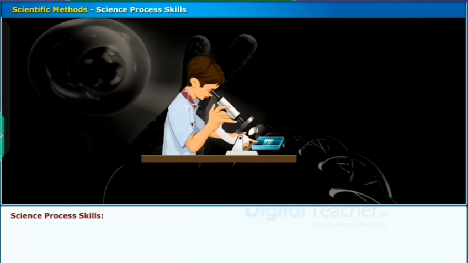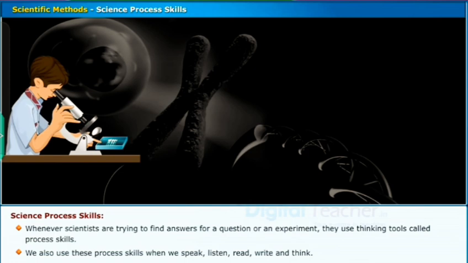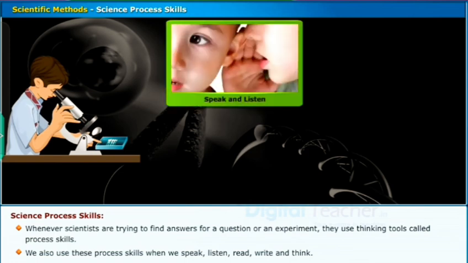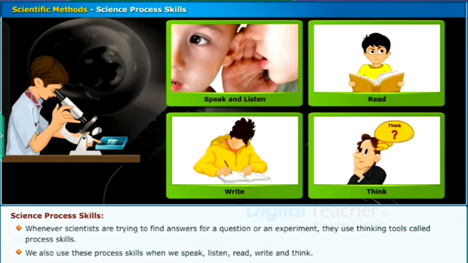Science process skills. Whenever scientists are trying to find answers for a question or an experiment, they use thinking tools called process skills. We also use these process skills when we speak, listen, read, write, and think.